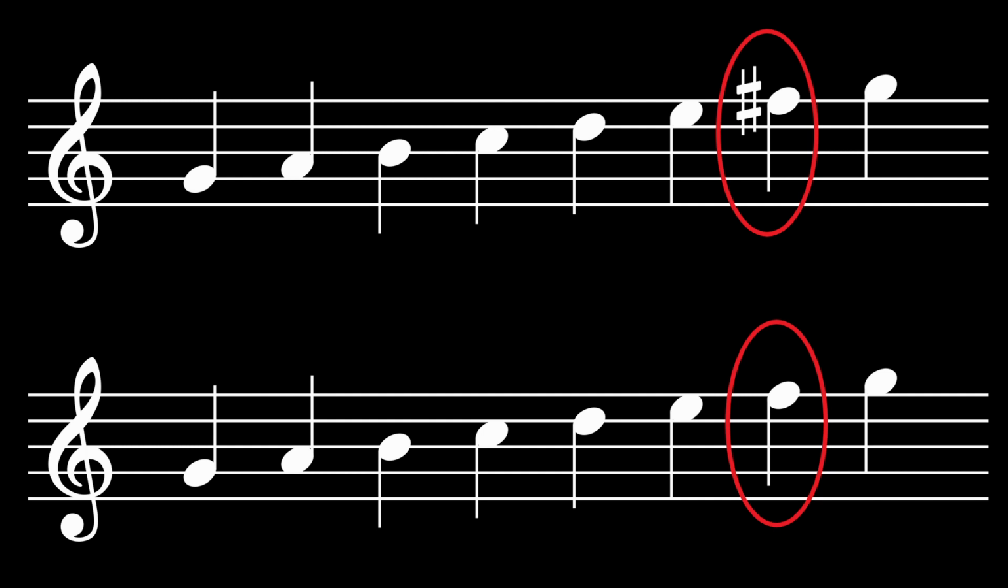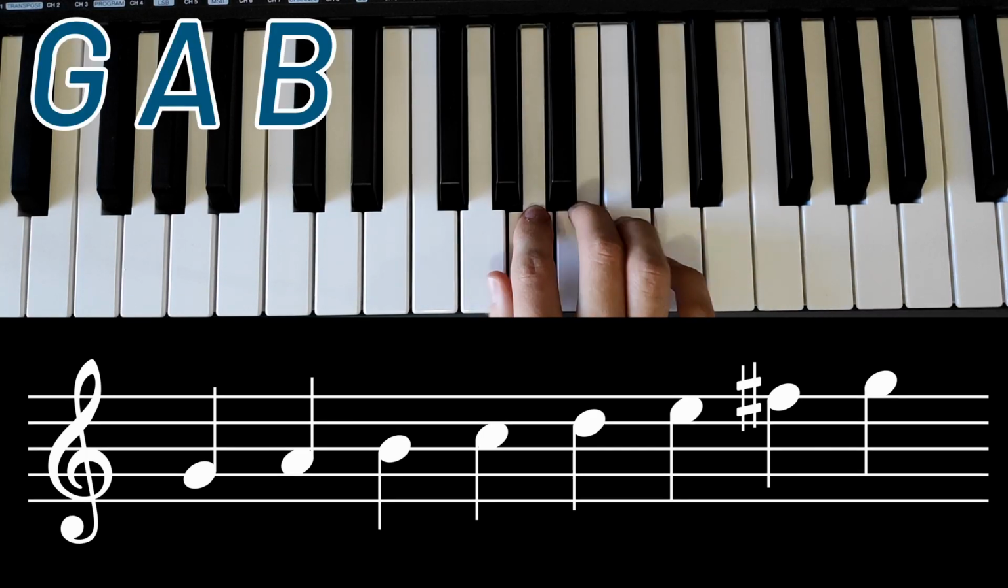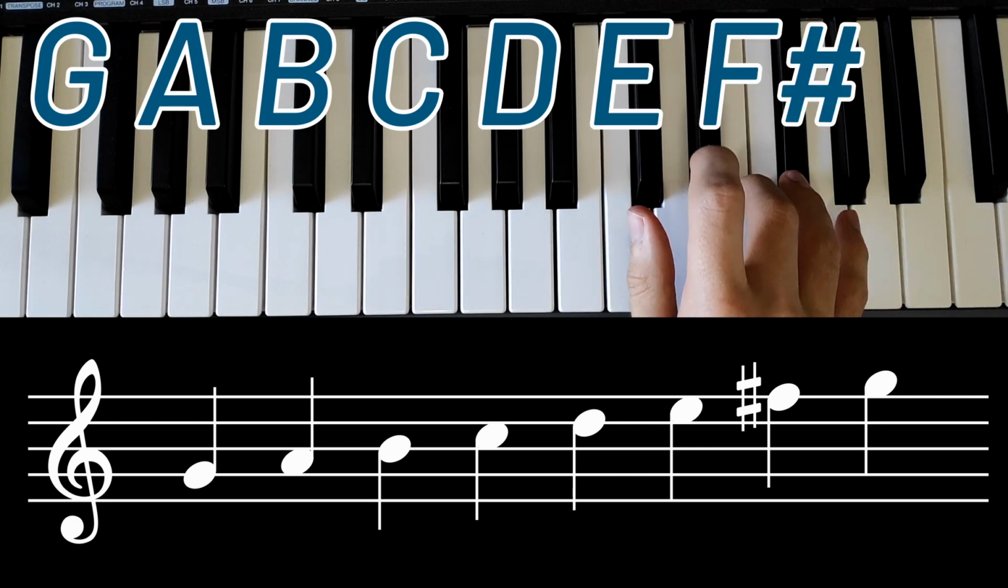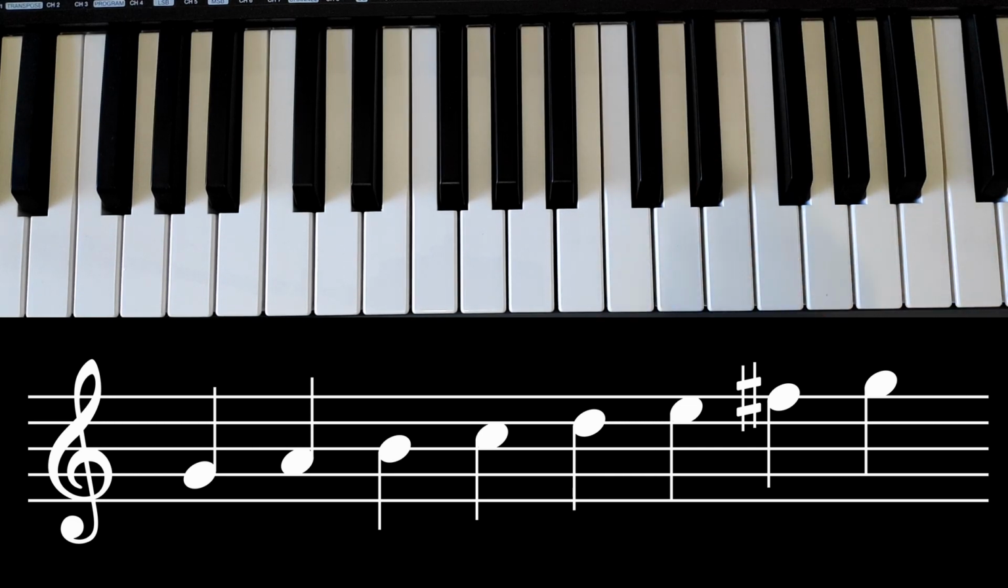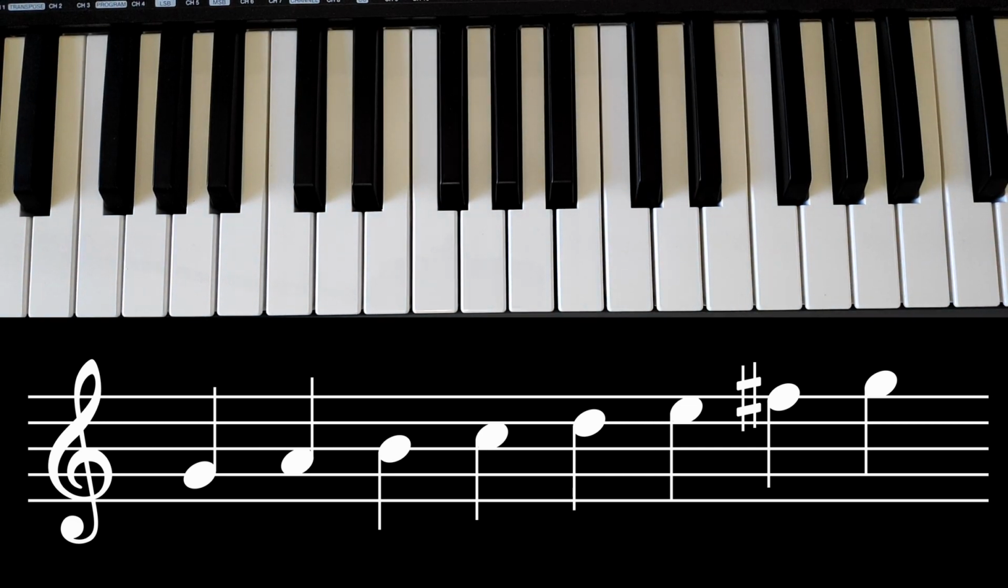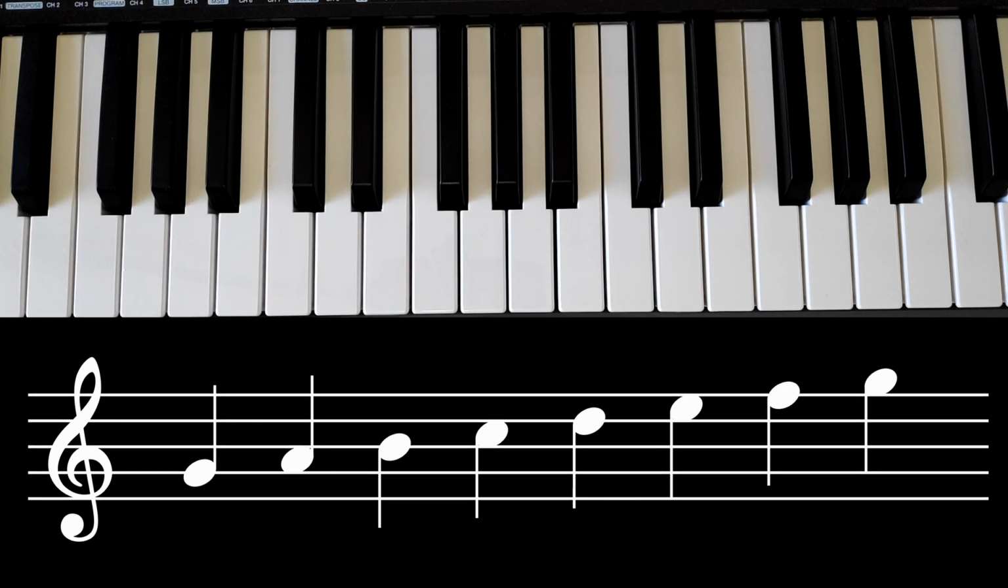So this is the G major scale. And if we lower the 7th note from an F sharp to an F, we have the G Mixolydian scale.